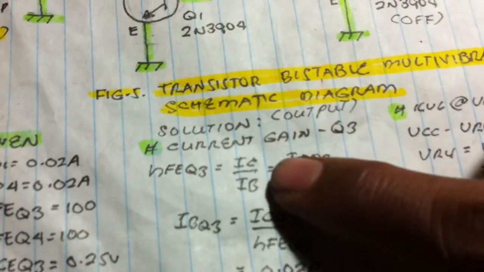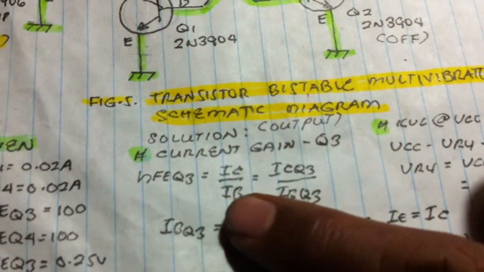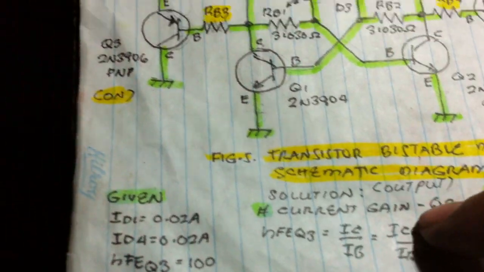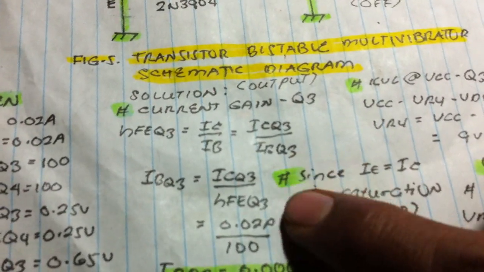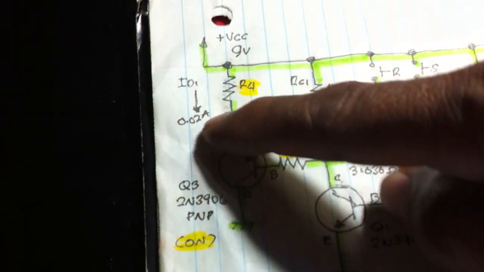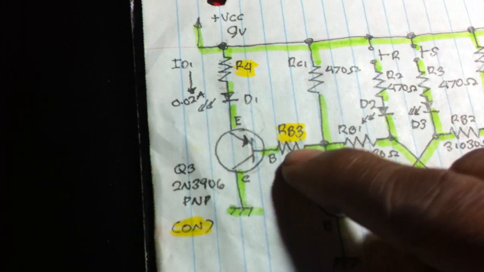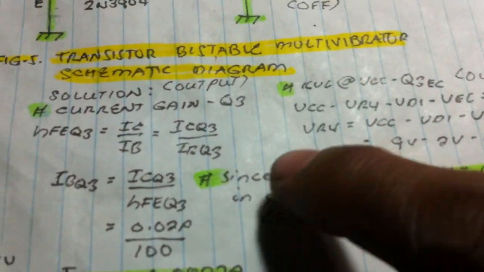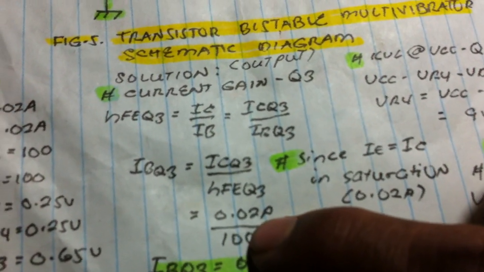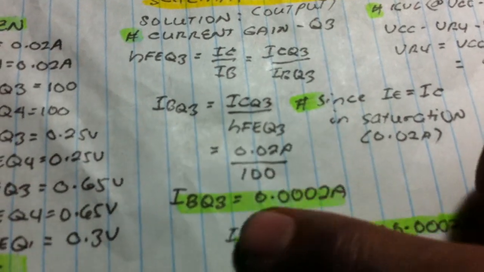Okay, we are going to use the current gain formula of Q3. The current gain is HFP equals IC over IB. As you have seen here, IC is equal to IE, since we're going to use the transistor in saturation mode. Since this is IE and this is IC, emitter, base, collector, IE equals IC. Substituting that, we know that it is 0.02.